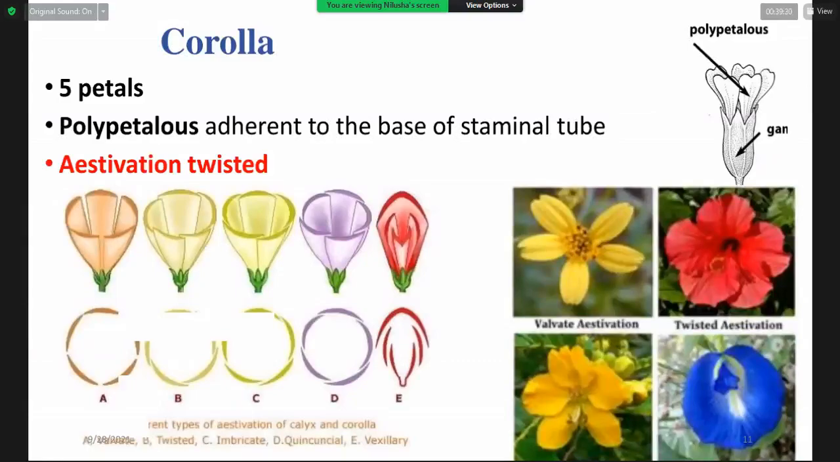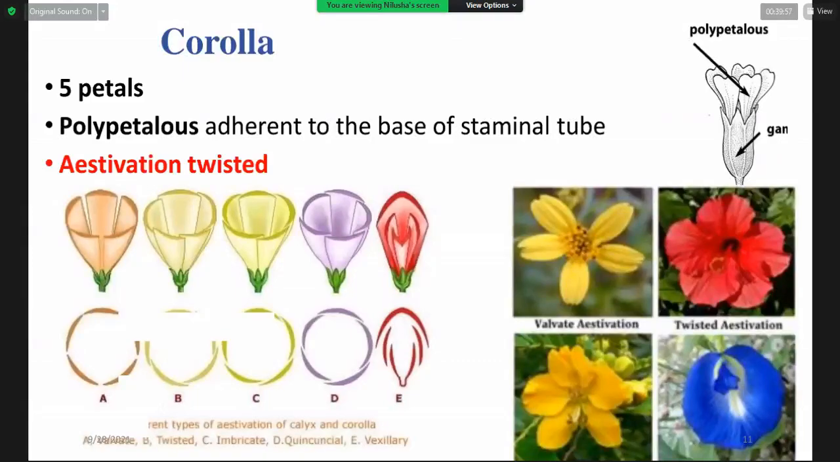Polypetalous means the corolla is composed of distinct, separable petals. Those petals we can separate. We can separate each petal. These polypetals are adherent to the base of the staminal tube.